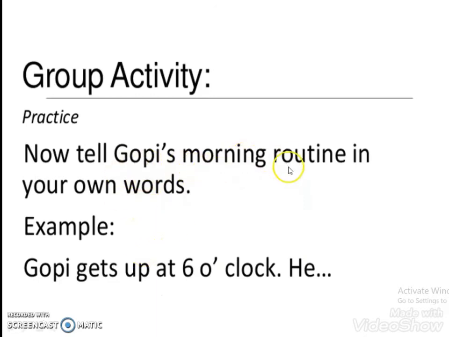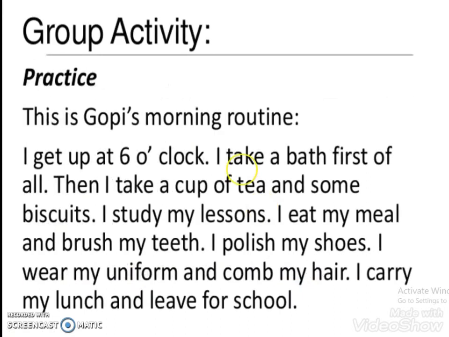Now it's your turn to tell Gobi's morning routine in your own words. For example, you will start: Gobi gets up at 6 o'clock. He, and you are going to continue. So you are going to change the pronoun I into he, and when we change the pronoun into he, some changes will happen to the action verb, because when we add he, we add an s to the action verb, or es or ies.